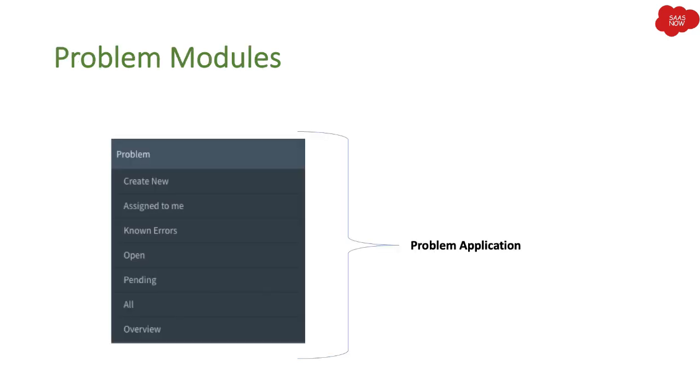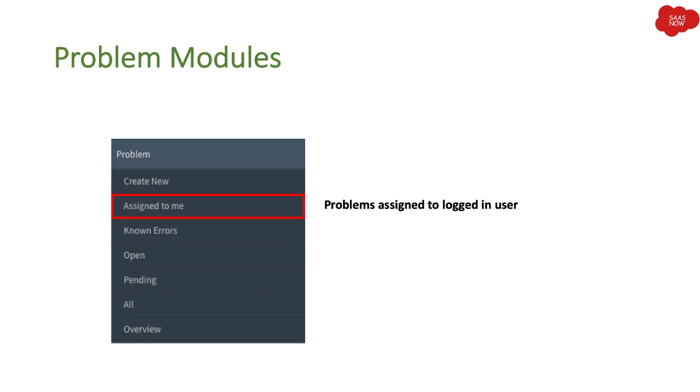Problem modules. So as you can see, we have multiple modules under the problem management application, and the name of the application is problem. If I talk about the first module, we have this create new. That is, if you want to create a new problem. If you click this button, you can create the new problem record. Then we have assign to me. All the problems assigned to the logged in user will be shown here, so that you will see the list of problems.